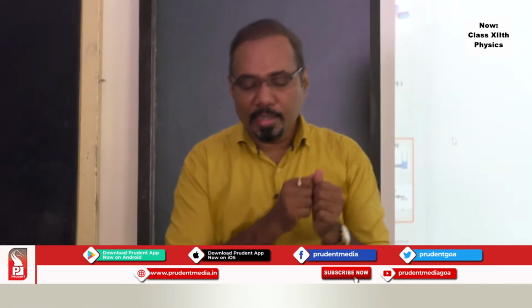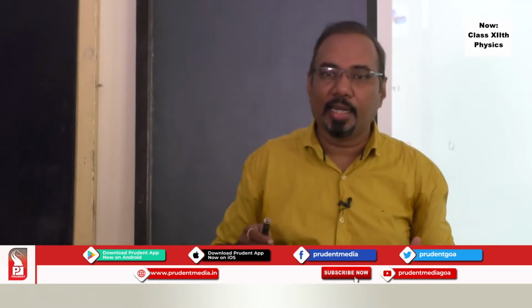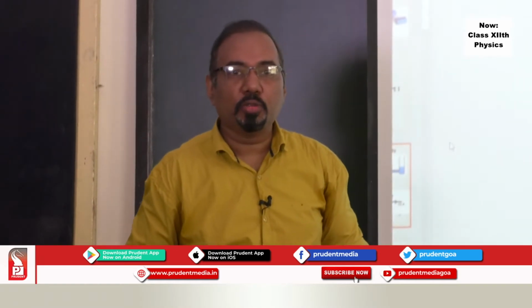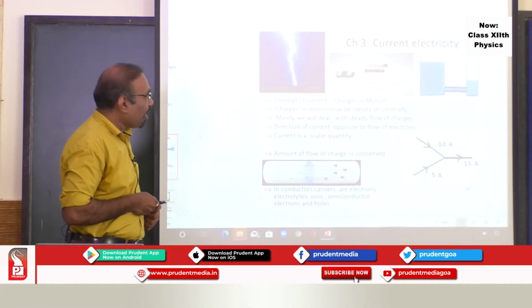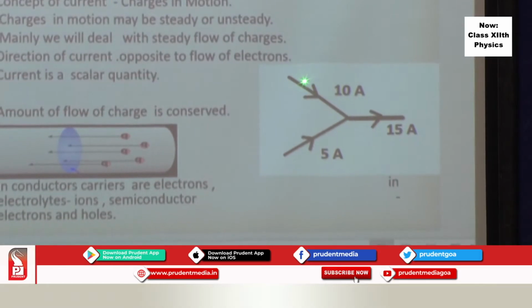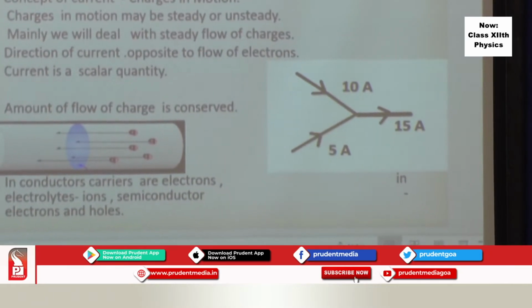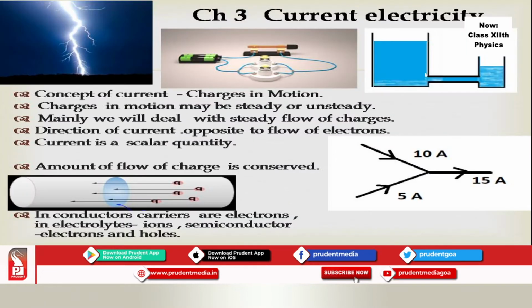Second, we have to understand the direction of the current. What is the direction of the current usually taken? Conventionally, the direction of the current is taken to be opposite to the flow of electrons. For example, I have shown a current in this part of the segment. The current direction shown in the diagram is this way, but actually the electrons are moving opposite to the flow of current. So the convention of the current is taken opposite to the flow of charges, opposite to the flow of electrons.